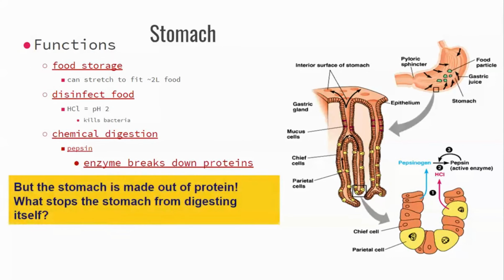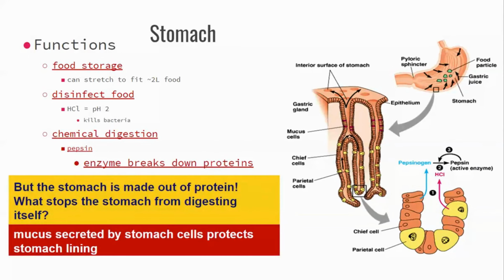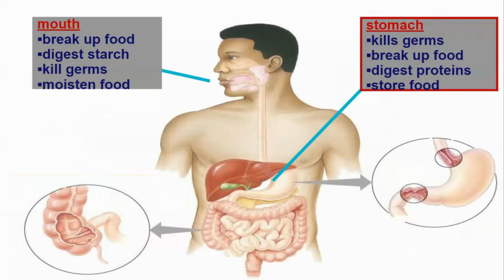Now, the stomach is made out of protein. What stops the stomach from digesting itself? Mucus secreted by stomach cells protects the stomach lining. Now, the summary of digestion: in the mouth, it breaks up food, digests starch, kills germs, and moistens food. While in the stomach, it kills germs, breaks up food, digests proteins, and stores food.